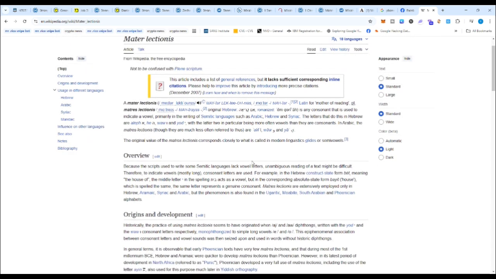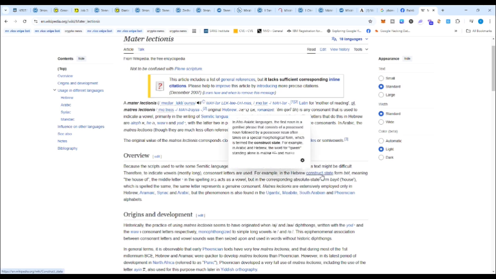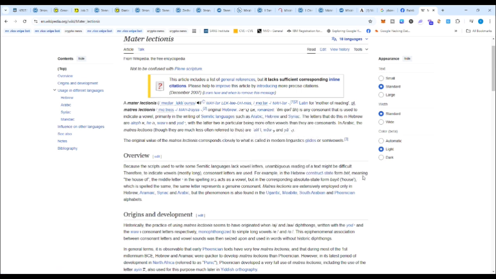Because these scripts used to write some Semitic languages lack vowel letters, unambiguous reading of a text might be difficult. Therefore, to indicate vowels, mostly long, consonant letters are used. For example, in the Hebrew construct state form bet, meaning the house of, the middle letter in the spelling acts as a vowel, but in the corresponding absolute state form bayit, house, the same letter represents a genuine consonant.